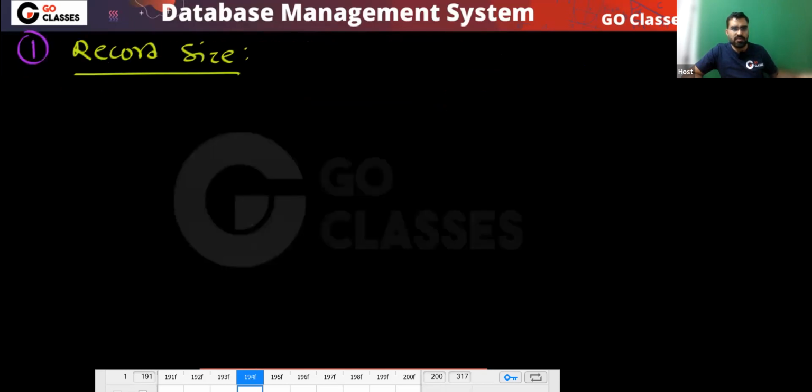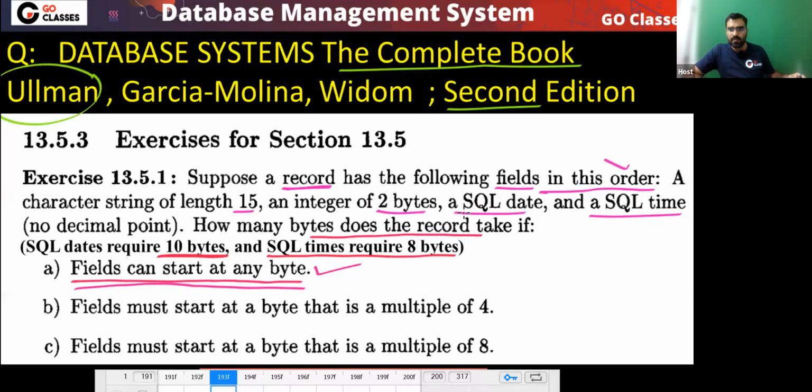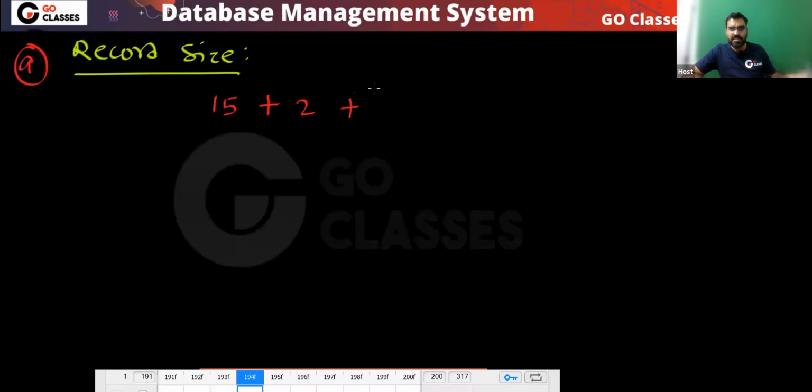So this situation is very easy. In this situation, your answer becomes extremely easy. What you can do is just put all these fields in the given order, and your answer will be 15 bytes plus 2 bytes plus SQL date 10 bytes, SQL time 8 bytes. So your answer will be 35 bytes. This is your first question, the record size the question is asking. Record size is this.